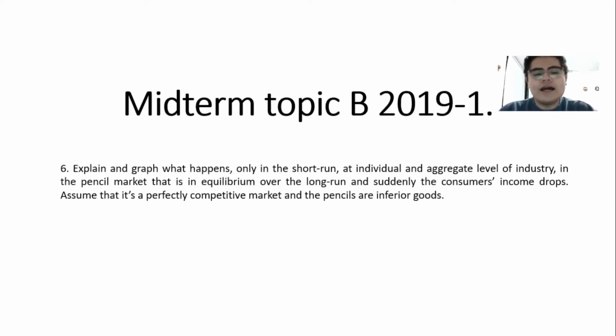Explain and graph what happens only in the short run at individual and aggregate level of industry in the pencil market that is in equilibrium over the long run and suddenly the consumer's income drops. Assume that it's a perfectly competitive market and the pencils are inferior goods.